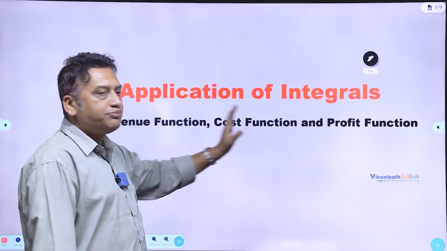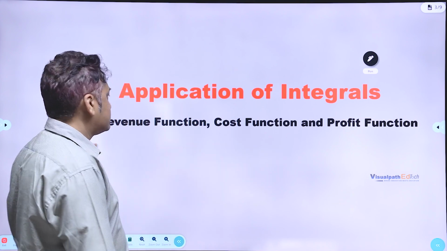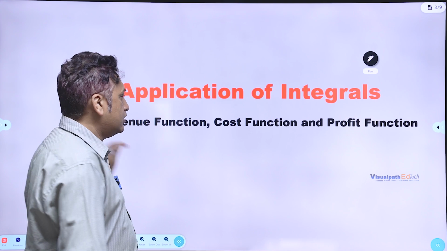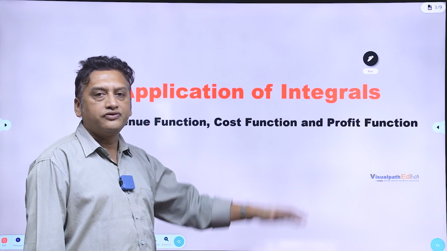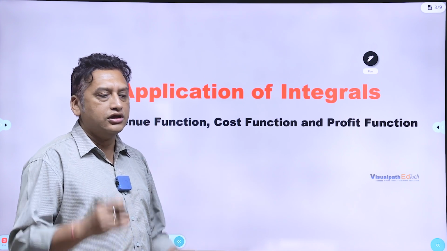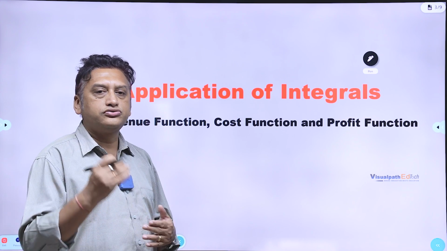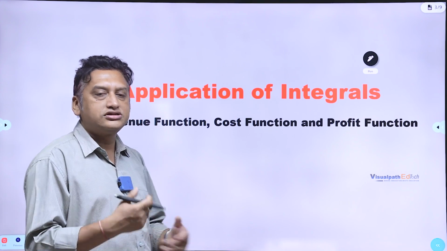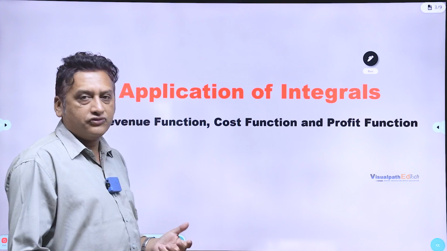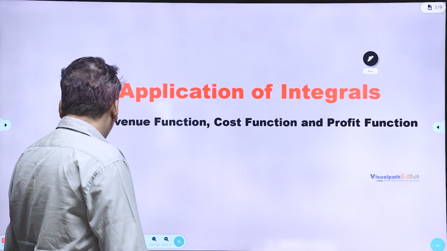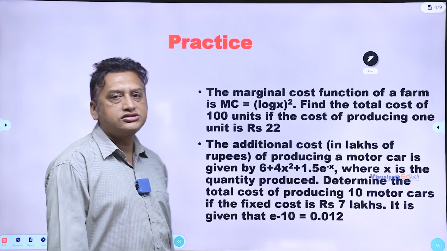In application of integrals, today we are going to touch upon different types of functions: revenue function, cost function, profit functions, demand functions, and all those things through sums. I'm going to show you through sums how you can solve these different types of functions. So we start with the first sum.